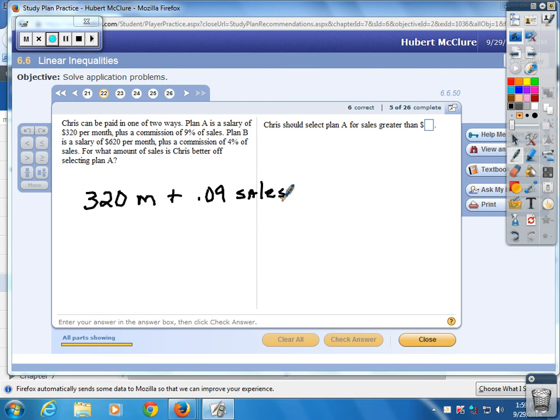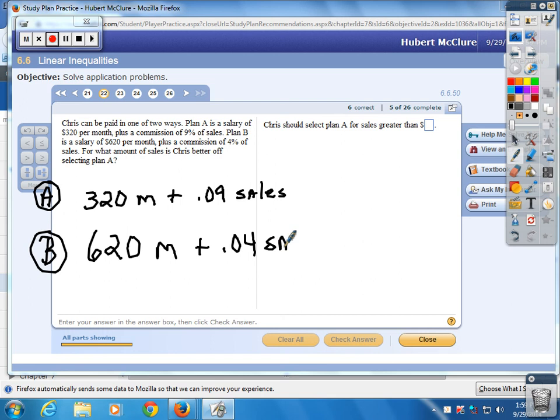Plan B, that's plan A. Plan B says 620 per month plus 0.04 sales. Now, we don't care about the month because they're not giving us anything about months. So you can take the months off and just say 620. So they want it by month. So you can say 620 and 320 plus percent sales. And you can say S is equal to sales.